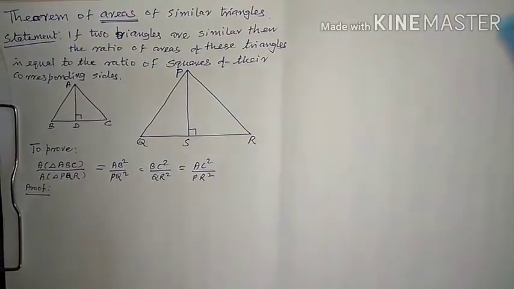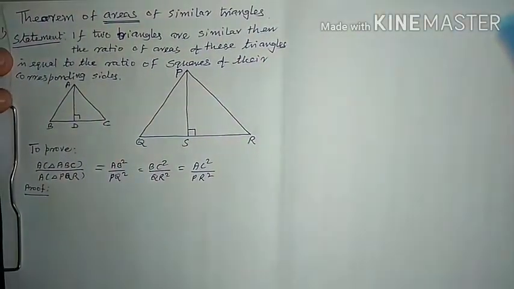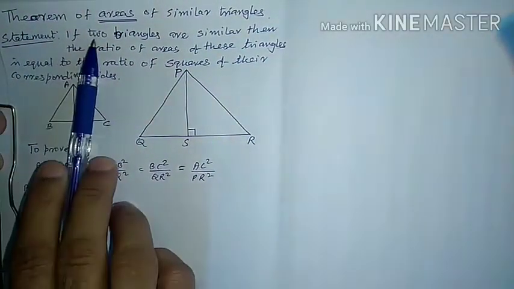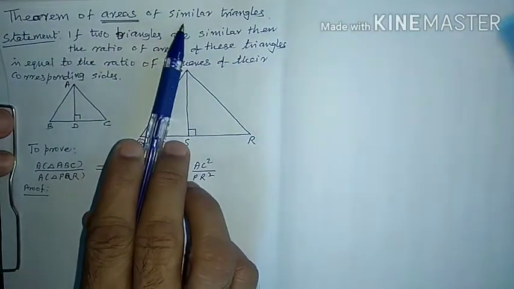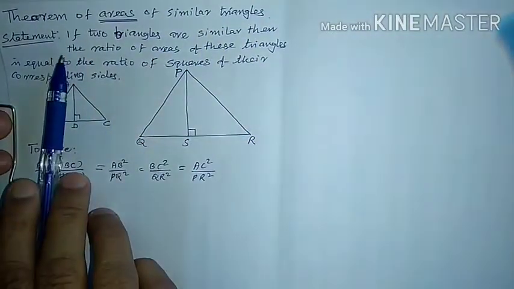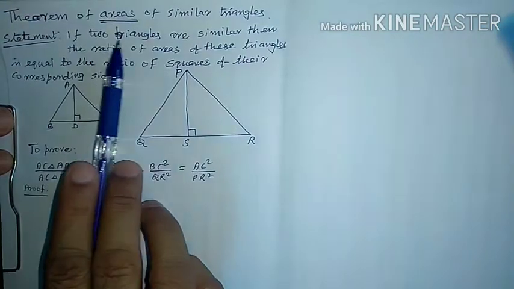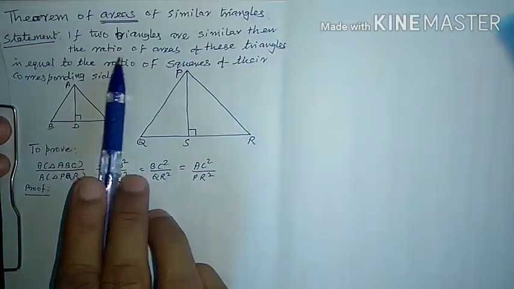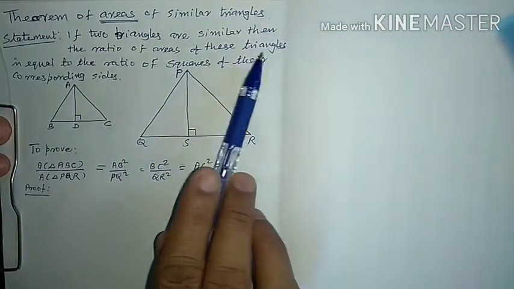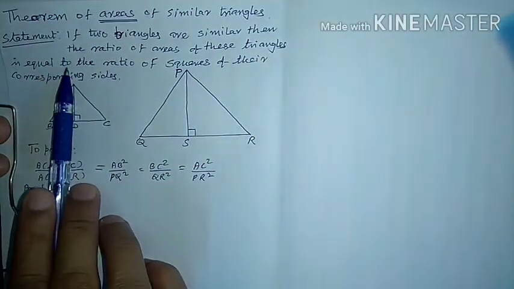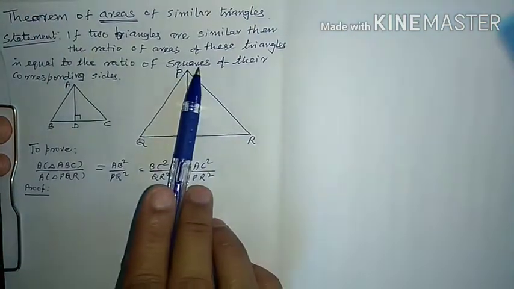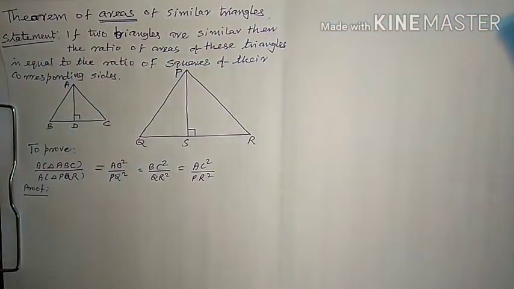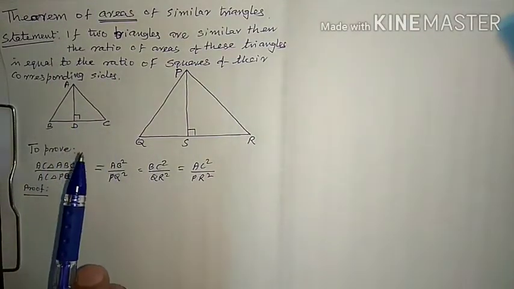Dear students, today we are starting the last part of the chapter, that is the theorem of areas of two similar triangles. What is the statement? If two triangles are similar, then the ratio of areas of these two triangles is equal to the ratio of squares of their corresponding sides. What is given? Triangles are similar.